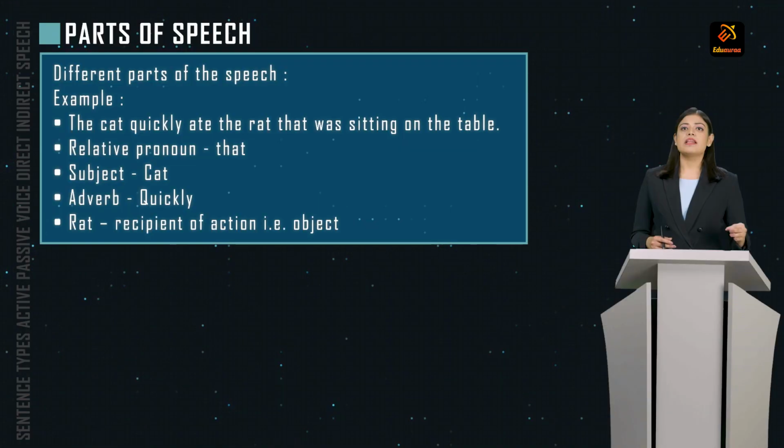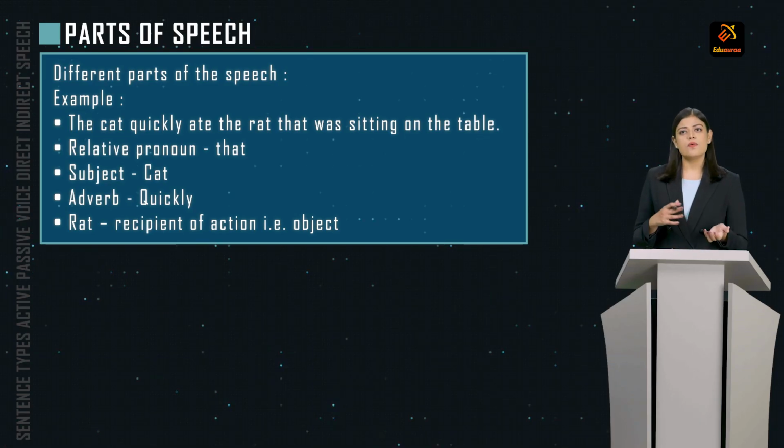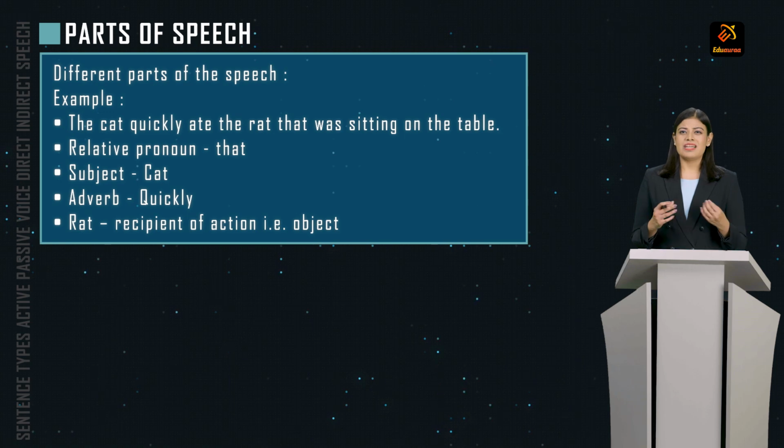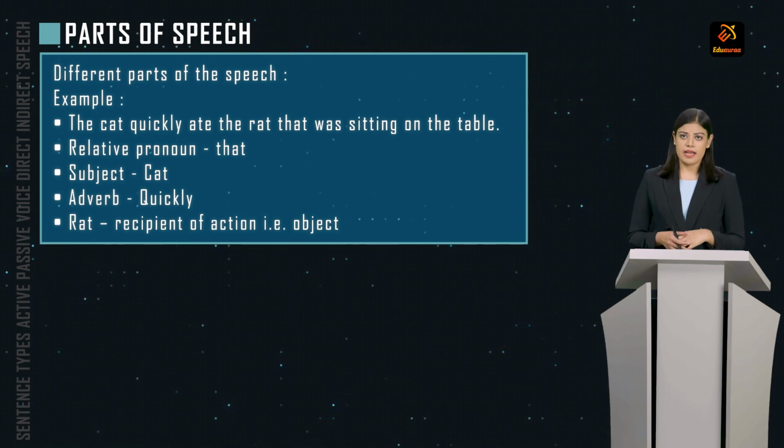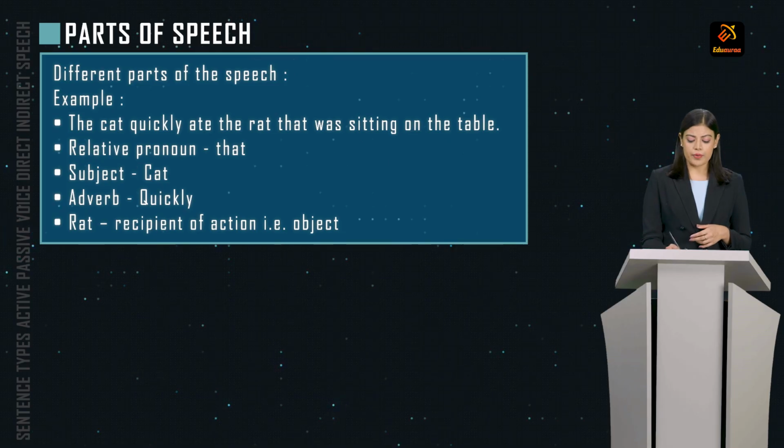Now, what about quickly? We left that word. Quickly is what we call an adverb. Why? Because it's describing ate. How did the cat eat? Quickly. Instead of quickly, you could have had any word. As long as it's describing the verb, it becomes an adverb. So I could say, the cat quietly ate the rat. Or the cat slowly ate the rat. Or the cat begrudgingly ate the rat. Any kind of word, as long as it's describing a verb, automatically becomes your adverb.